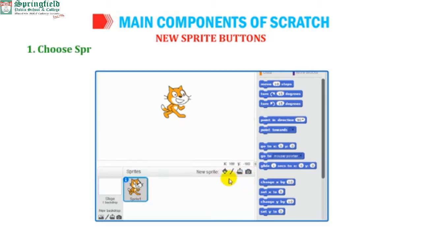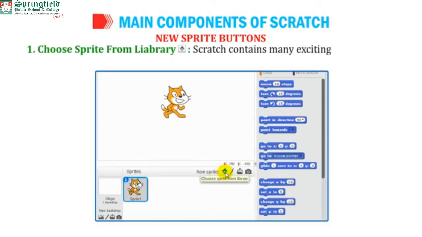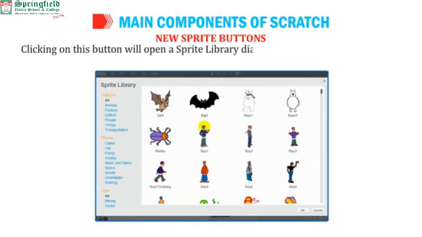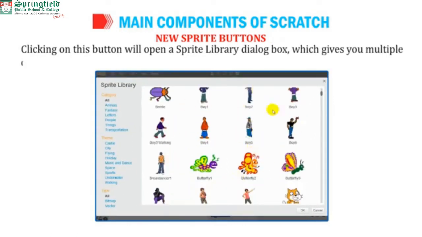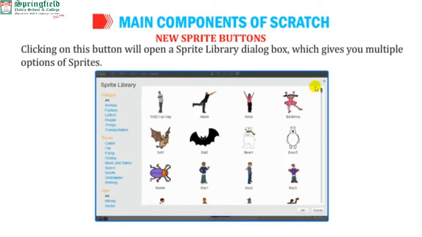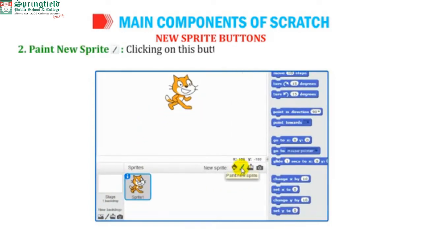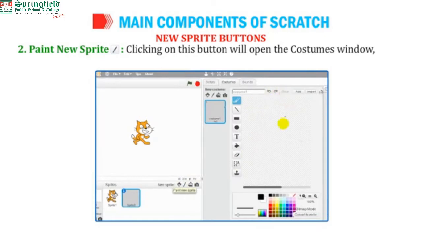Number 1. Choose sprite from library. Scratch contains many exciting inbuilt sprite options. Clicking on this button will open a Sprite Library dialog box, which gives you multiple options of sprites. Number 2. Paint New Sprite. Clicking on this button will open the Costumes window, where you can create or draw a new sprite.